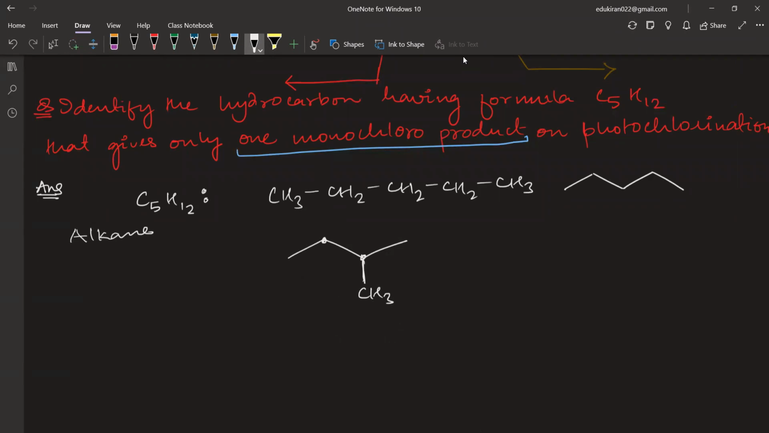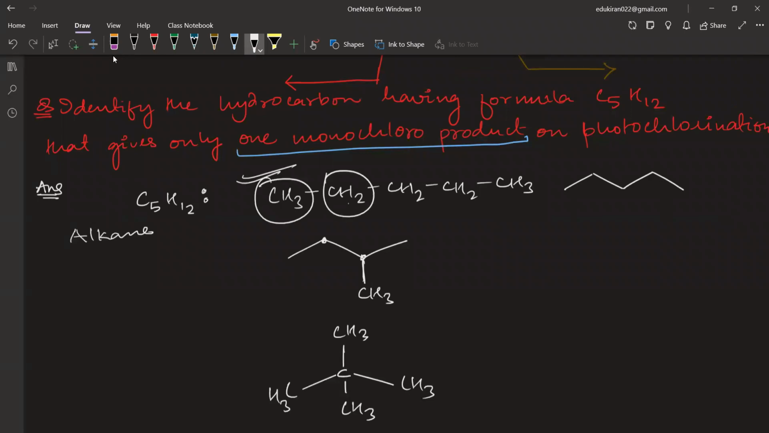Then again, you can have one more, that is CH3, CH2 and CH3. Then you add the remaining 2 carbon atoms on the middle carbon. So this is one of them, and in the middle you will have only carbon. Now in the first one you can see that this CH3 is different from this CH2.